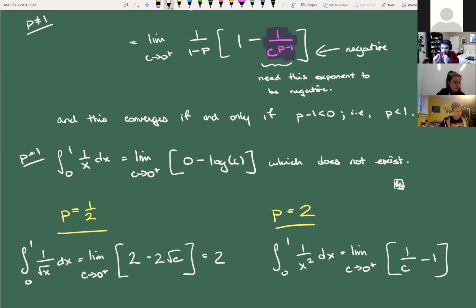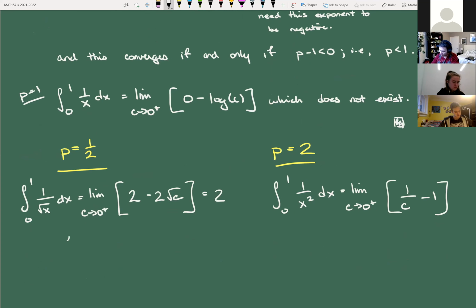So what we need very specifically is that when I integrate it, again, we know that the antiderivative of 1 over root x dx is 2 root x or whatever.